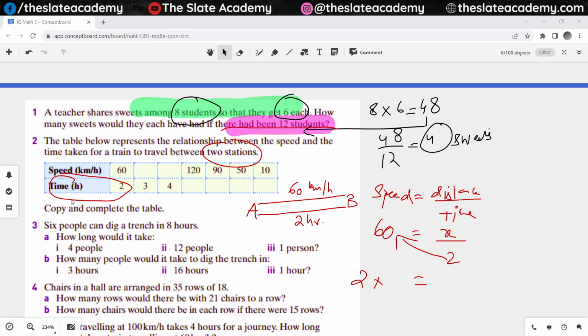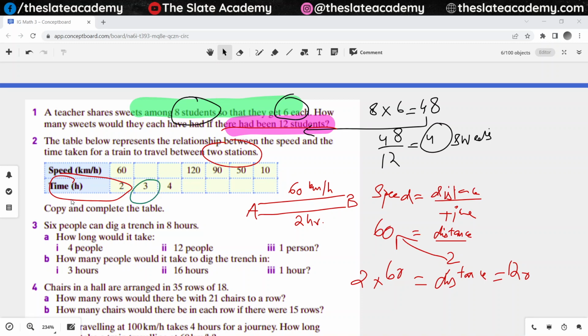Oh, 60 divided by 2. Wouldn't you multiply 60 with 2? Would we divide or multiply? First of all, tell me that. 2 is multiplying on one side of the equation. If I take it to the other side of the equation, should I multiply it or divide it? 60 into 2 is what? 120. So the distance between the two stations is how much? 120.